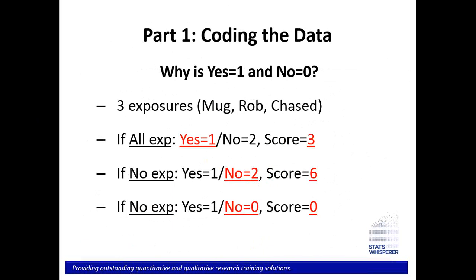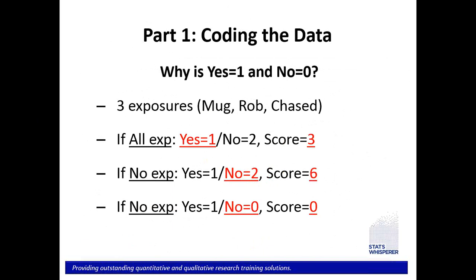So if no is coded as 2, when they've had no exposures they have a score of 6, and if they've had all exposures, they have a score of 3. So they have twice the score if they've had no exposures, which is not ideal. It's kind of misleading. It looks like people who had no exposure had twice the amount of exposure relative to people with all 3 exposures, which is even confusing to say.